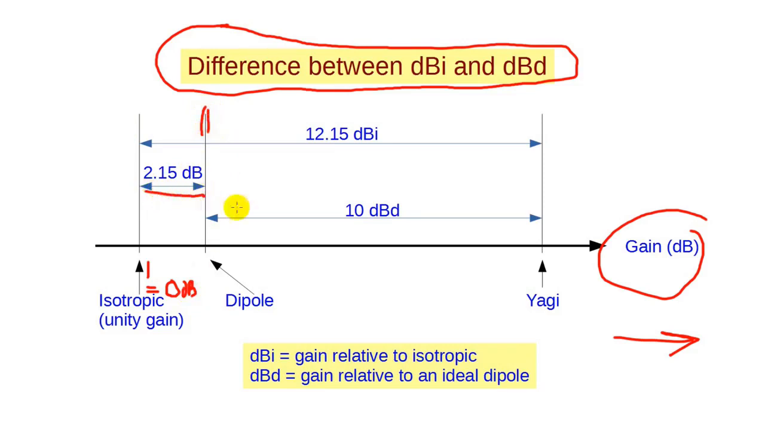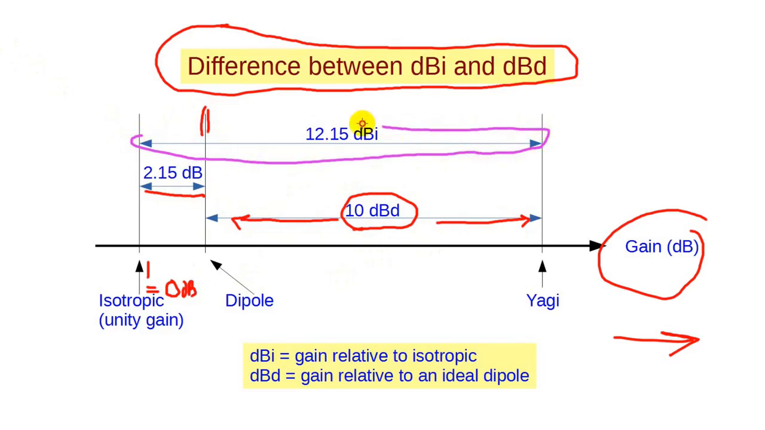Now let's put a Yagi here with 10 dB gain over a dipole, or in other words, 10 dBd. But if we measure the Yagi from the isotropic, we say that the antenna has a gain of 12.15 dBi. There are a couple of examples of this in the text.